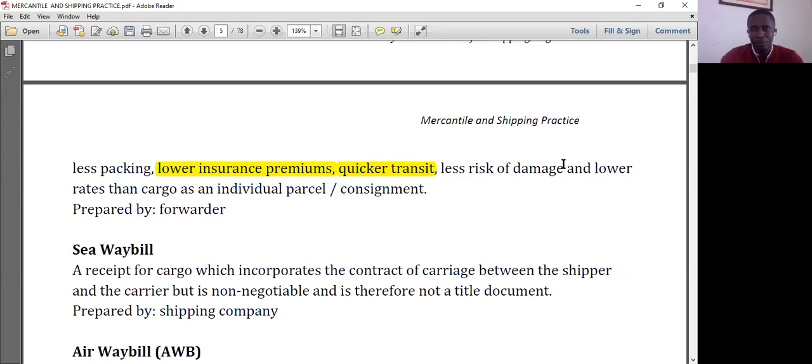Less risk of damage. The reason why we say there's less risk of damage is because the cargo is compact, so there's no tangling or tugging or movement from here to there.